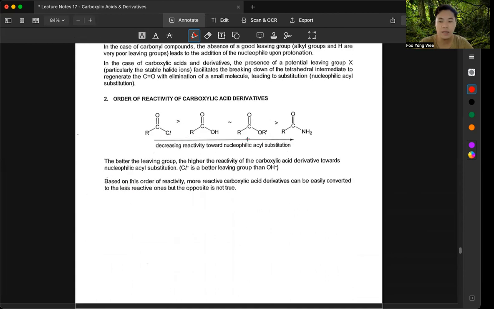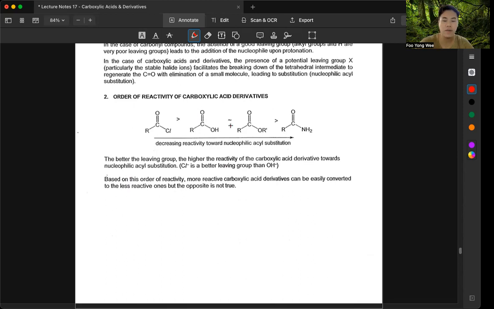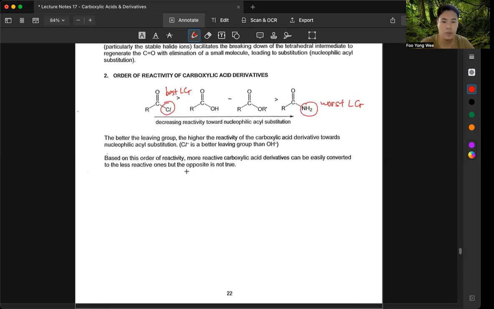Okay, so the order of reactivity of carboxylic acid derivatives towards nucleophiles: this is the most reactive, and then OH, OR, NH2 is the worst. So it depends on the leaving group. The better the leaving group, the higher the reactivity towards nucleophilic acyl substitution. So this is the best leaving group. This is the worst leaving group. And these two are the intermediate. So a more reactive carboxylic acid derivative can be converted to a less reactive one, but the opposite is not true.